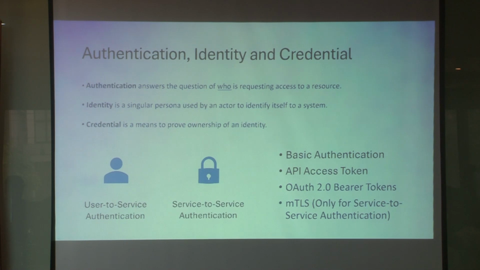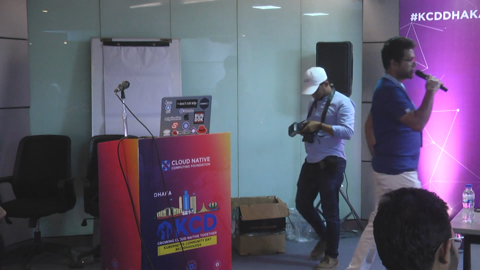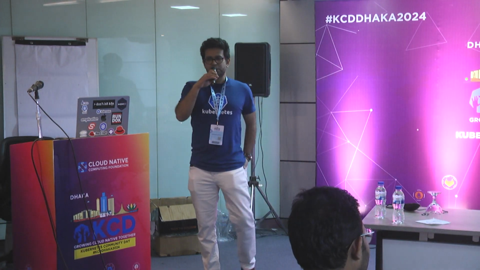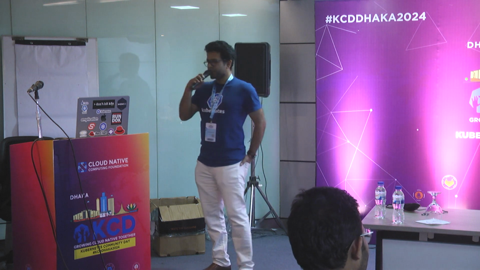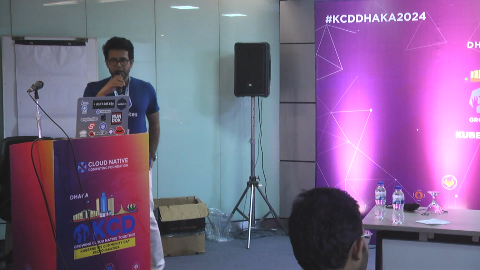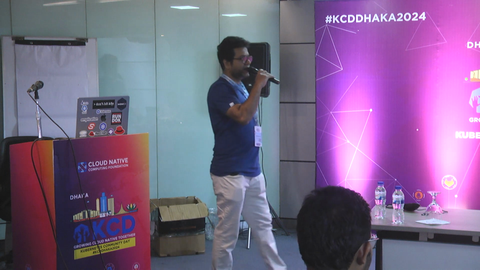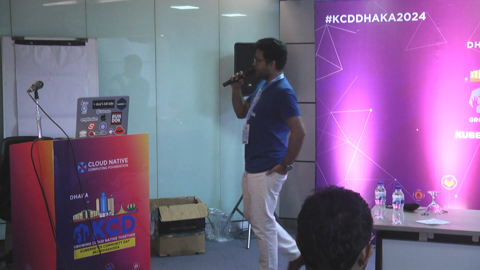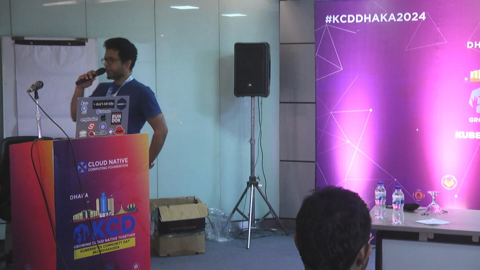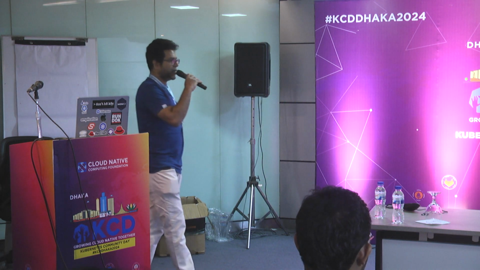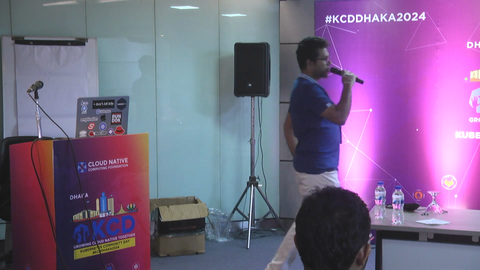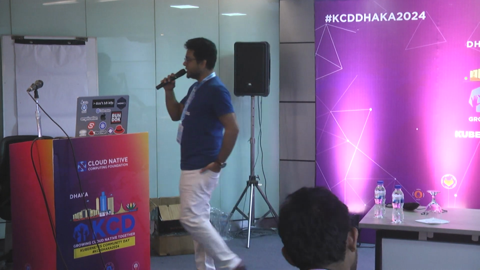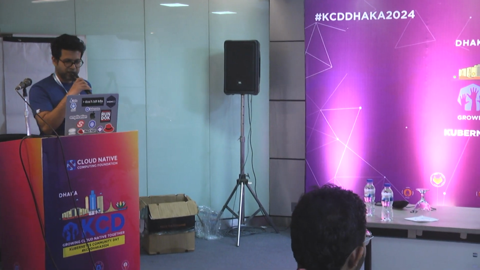Now, there are two different types of communication that happen in the microservices world. One is user-to-service communication. Another is service-to-service communication, right? In the microservice world, we have lots of different services, and they're communicating with each other. There can be synchronous communication, and there can be asynchronous communication. For all those communications, synchronous, asynchronous, event-driven, everything, we need some sort of authentication.